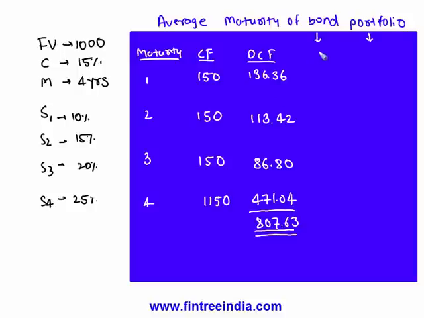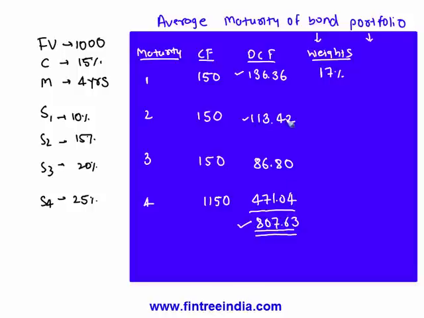You would want to calculate a weighted average. So step number 1, you would be required to calculate weight. And how would you calculate weights? You will say total amount invested in my bond portfolio is 807.63. In the first bond, how much amount have you invested today? 136. So 136.36 divided by 807.63. So the weight in the first bond is 16.88, so I'm going to round it off, simply 17%.